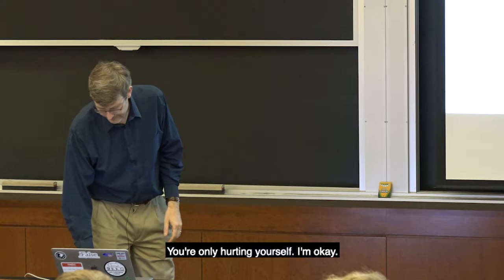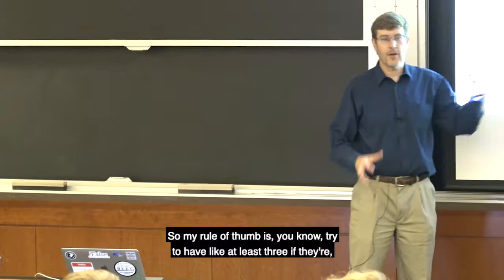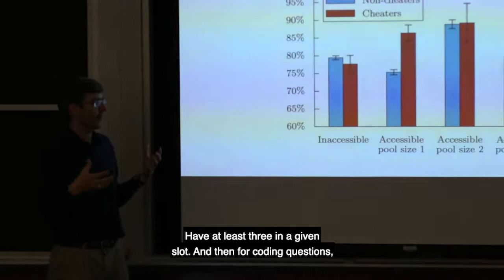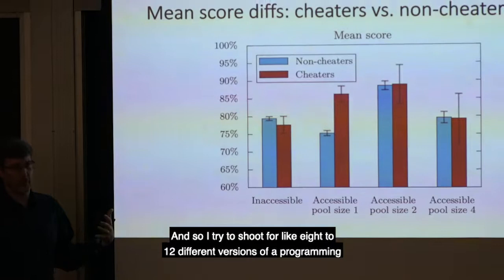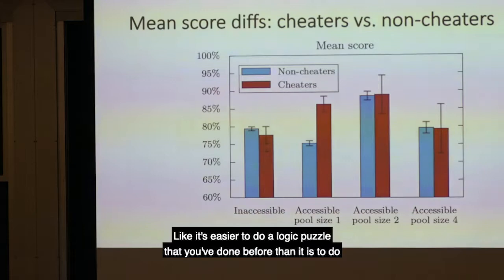Okay. I'm still doing not terribly on time. So last topic are the questions on this. My rule of thumb is, try to have at least three. If they're numeric problems, or things where we can randomize the parameters, have at least three in a given slot. And for coding questions, I don't know how to parameterize programming questions. So I try to shoot for 8 to 12 different versions of a programming question, because if you've seen a programming question, you kind of remember the answer. It's easier to do a logic puzzle that you've done before than one you've never seen before.